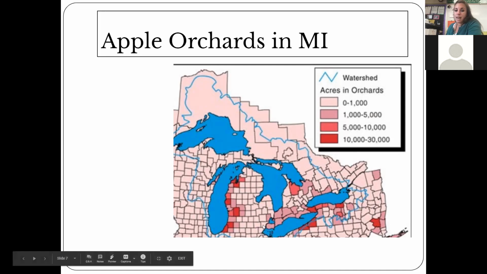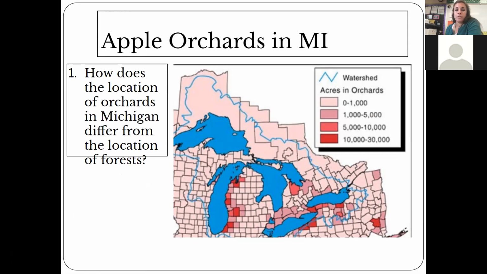So here is Wayne County right here, if you can see my mouse. We are in the light pink. That means we don't have many apple orchards near us. But as you can see, as we move west along this lake over here, this is Lake Michigan, H-O-M, if you're remembering your home song. That's where we really see a lot of apple orchards. So where we live, there are some, but not a lot of acres. It's really known for out west.